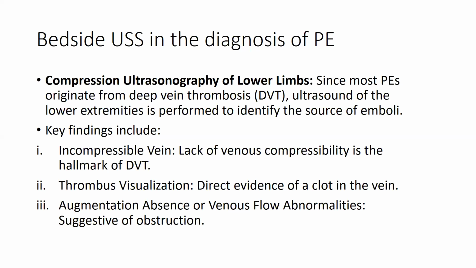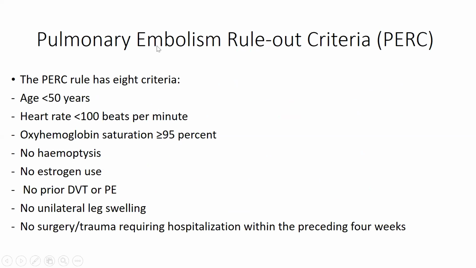Sometimes you do venous flow abnormalities, but some clinicians, I don't like doing this because in trying to augment flow, you can dislodge that thrombus and it embolizes. But some people do it, augmentation, all right? And there's no flow despite you trying to augment flow, which suggests the obstruction.